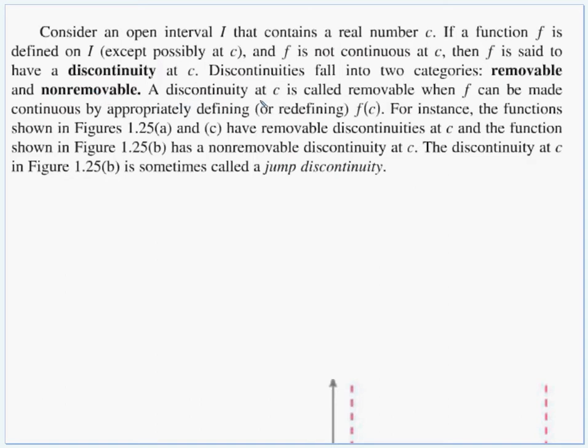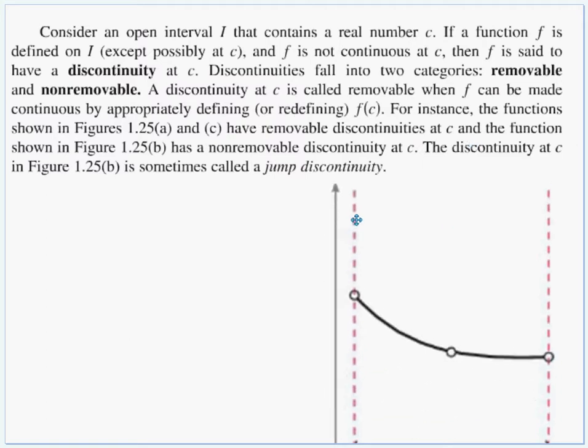A discontinuity at c is called removable when our function can be made continuous by appropriately defining or redefining our function. For instance, the functions shown have removable discontinuities at point c. Let me bring these up here.